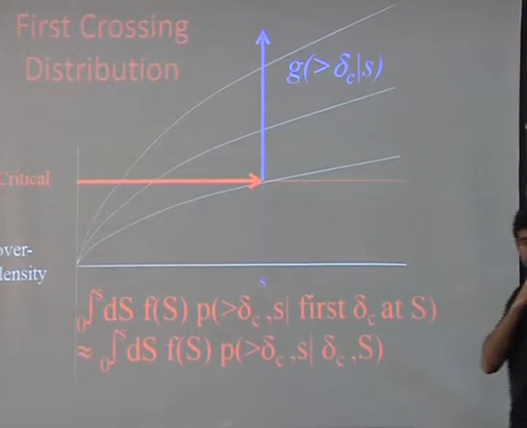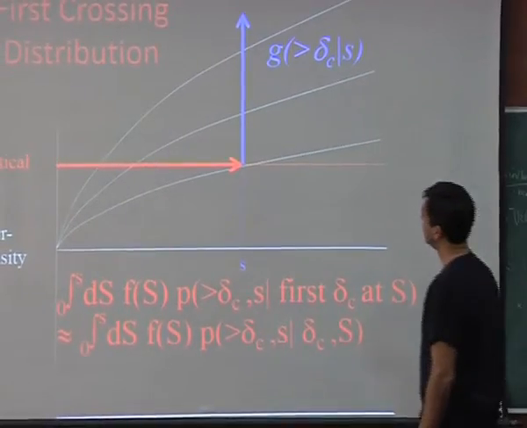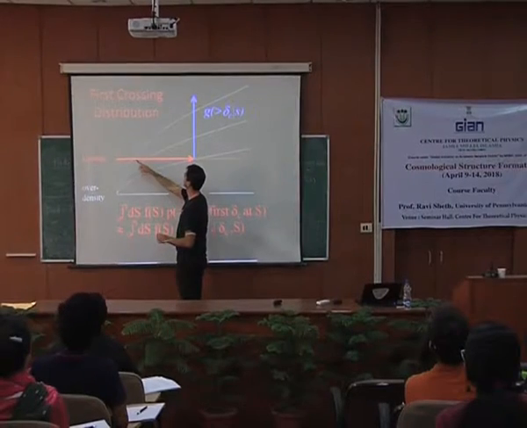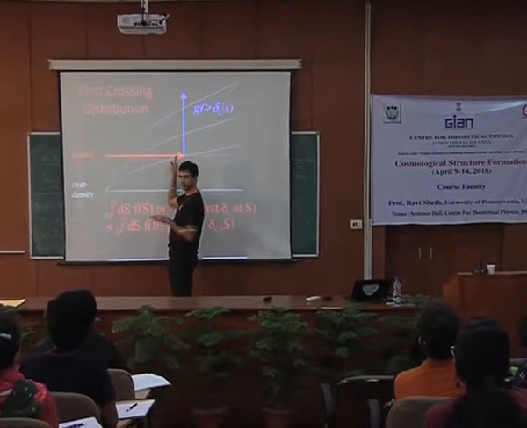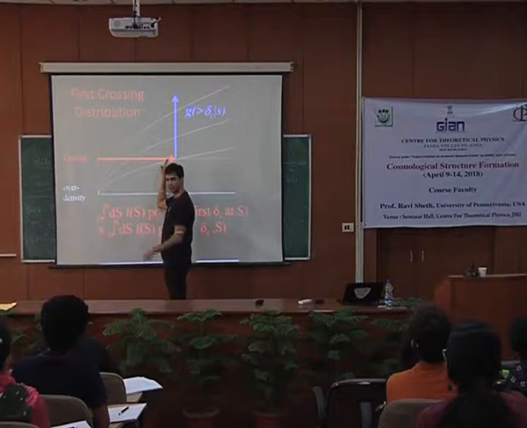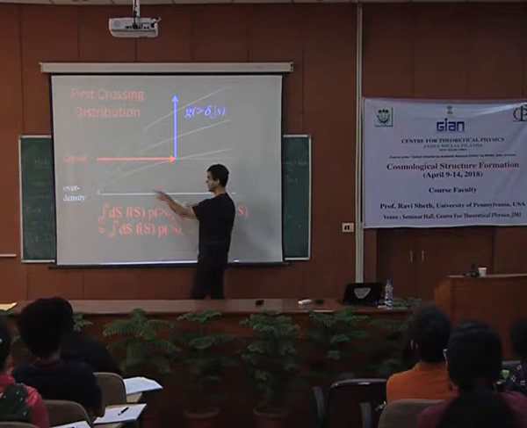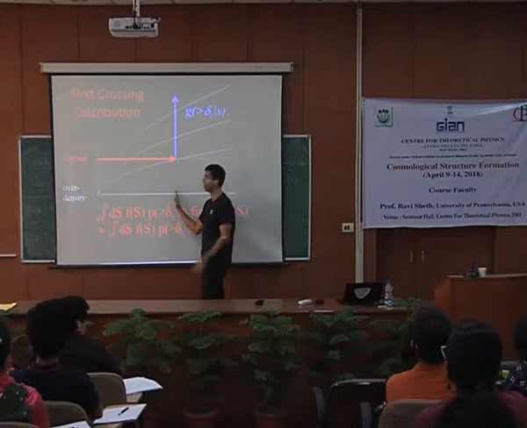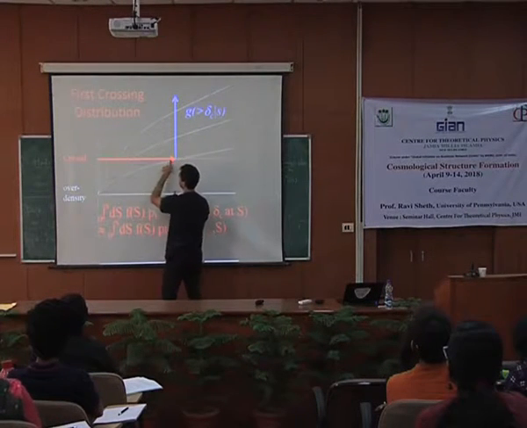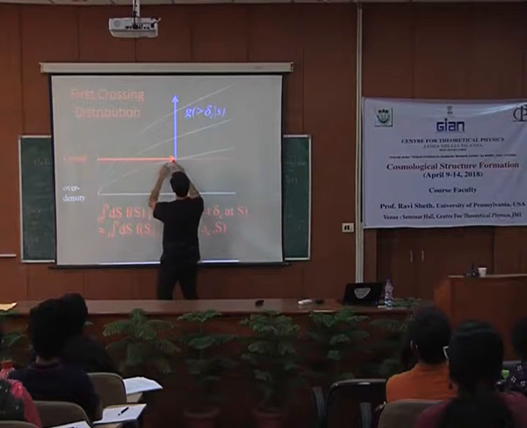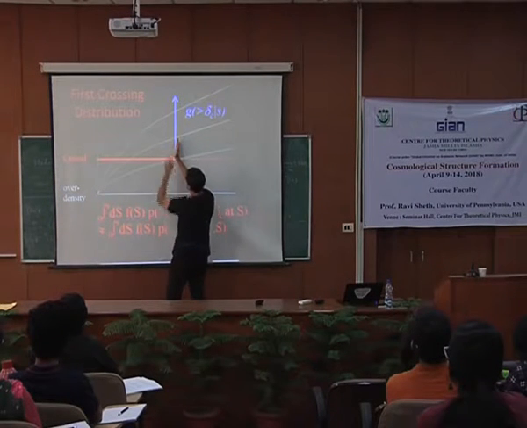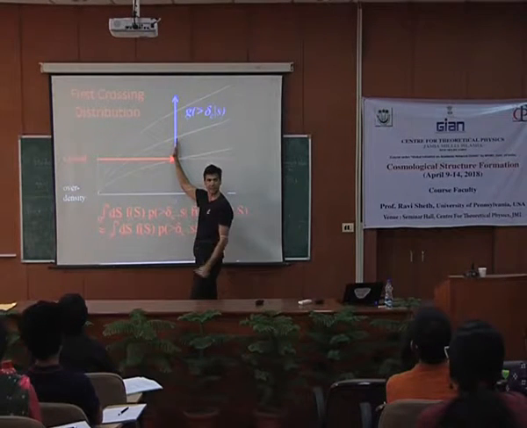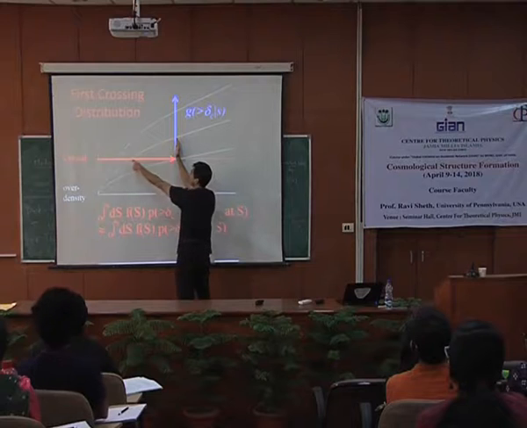If we do that, then what would you say? You would say, well, the fraction of walks that crossed this barrier at big masses, so small smoothing scales, so at a smoothing scale bigger than this one, variance smaller than this one, this fraction of walks is the same fraction that are above delta C on this smoothing scale. Because to arrive here, you had to have crossed earlier.